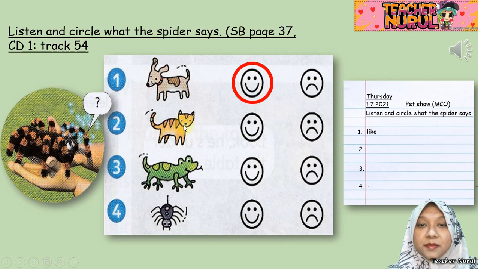2, I don't like cats. 3, I don't like lizards. 4, I like spiders.